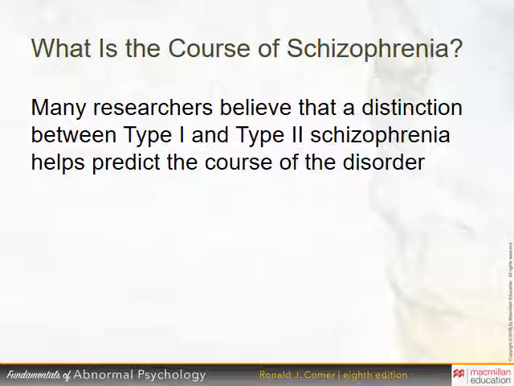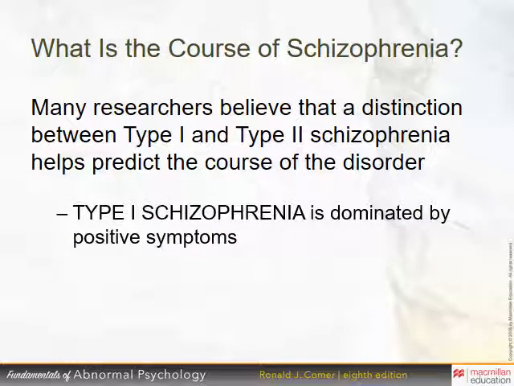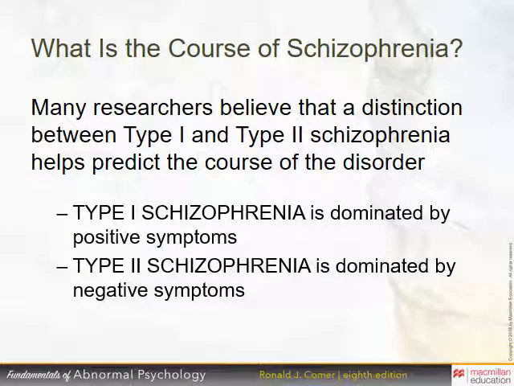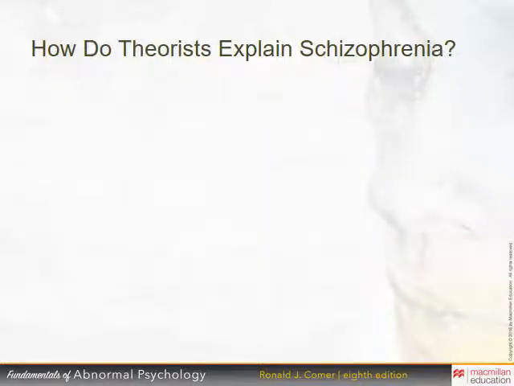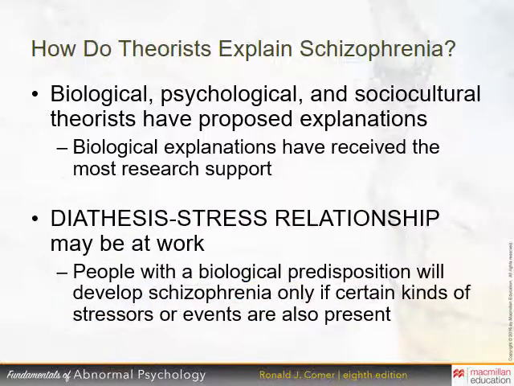Many researchers believe that a distinction between type 1 and type 2 schizophrenia helps predict the course of the disorder. So type 1 schizophrenia is dominated by positive symptoms, and type 2 schizophrenia is dominated by negative symptoms. We'll look now at how the different theorists explain schizophrenia. Biological, psychological, and sociocultural theorists have proposed explanations. Biological explanations have received the most research support so far.